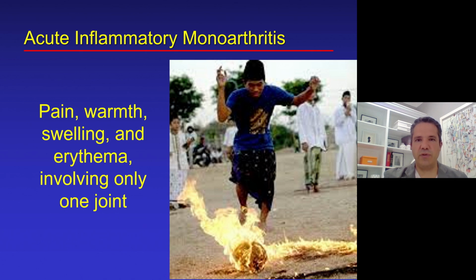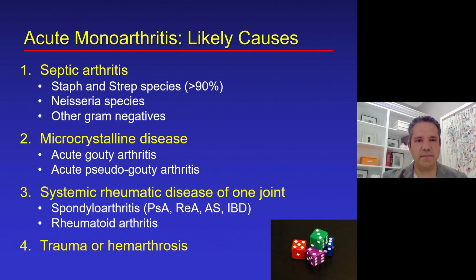So what is acute inflammatory monoarthritis? We'll think of it as the red hot joint. As far as the separate causes of that, we want to first rule out septic arthritis, which would be a rheumatologic and orthopedic emergency. Second, microcrystalline arthritis can present very similarly, if not identically, to an infected joint. And then there are some situations in which systemic rheumatic disease can present with a single inflamed joint.